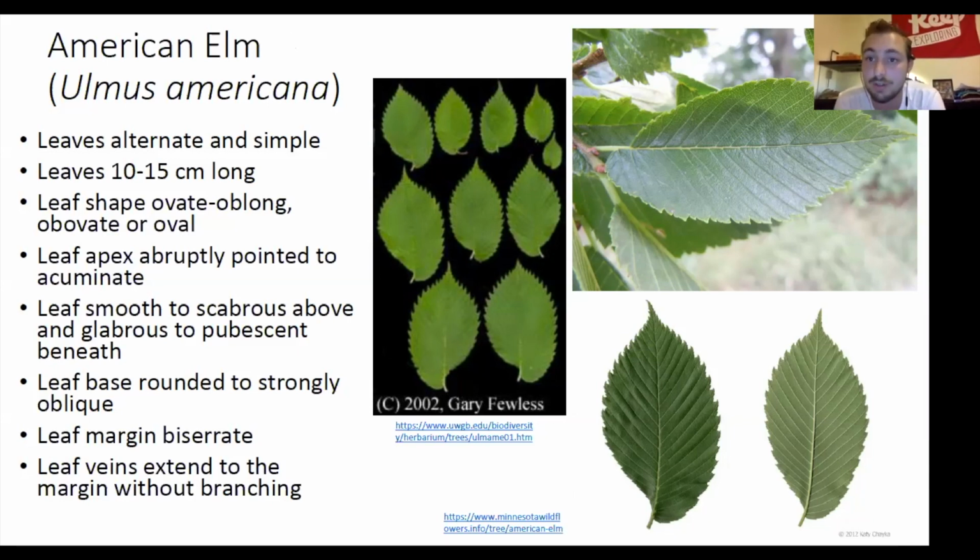Sometimes one or two of the veins will branch, and we'll see that when we compare it with our slippery elm, but for the most part, most of our secondary veins go straight up to the teeth without even branching into another vein.